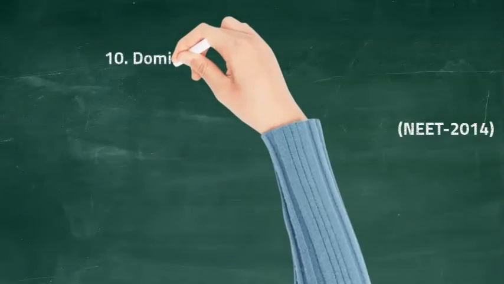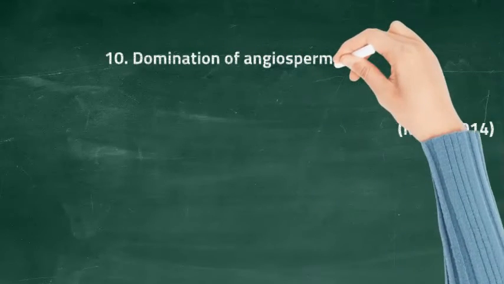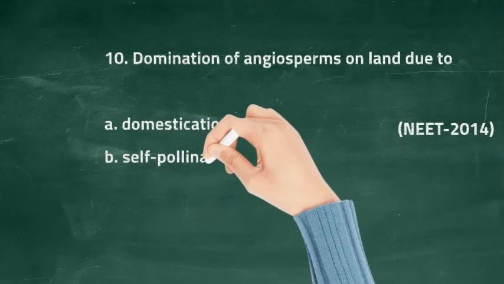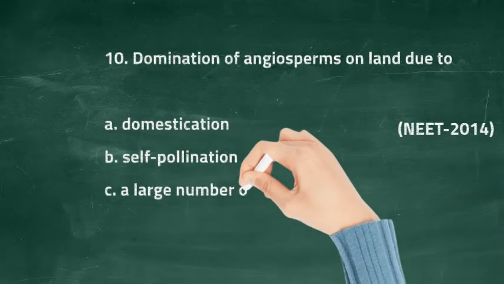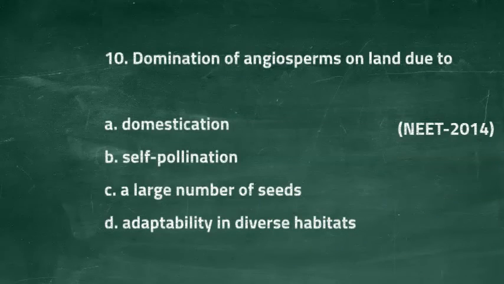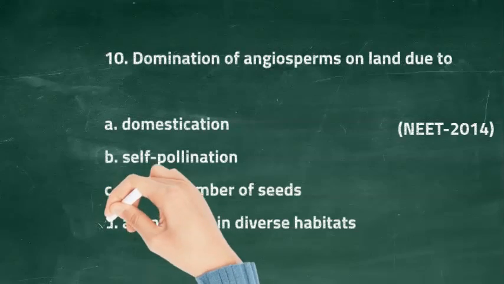So the last question for this lecture 2 is domination of angiosperms on land due to option A, domestication, option B, self pollination, option C, a large number of seeds, and option D, adaptability in diverse habitats. The right answer is option D, adaptability in diverse habitats.